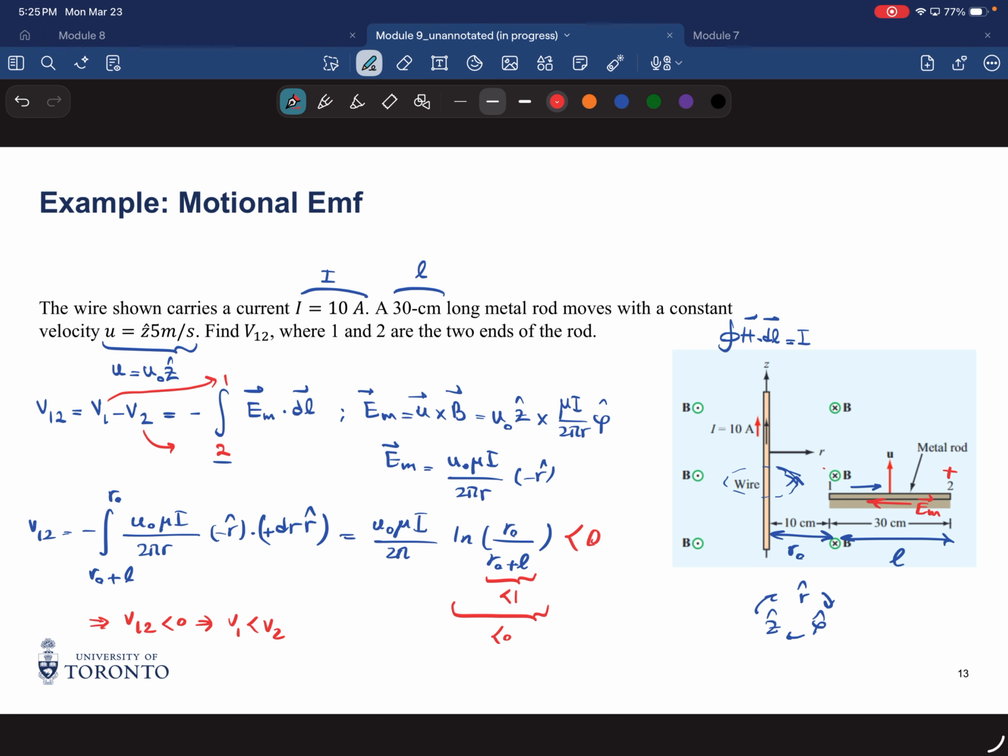So this is positive, this is negative. And that makes sense because when we move in the direction of the electric field, voltage has to reduce. So that's how we can find the polarity of the VMF as well. Since this is a movement, I'm going to call this VMF, motional.